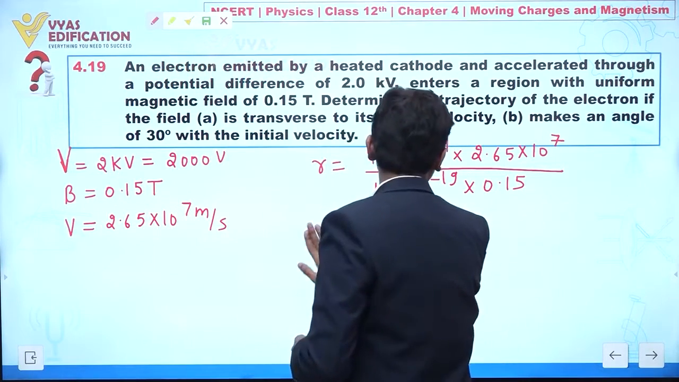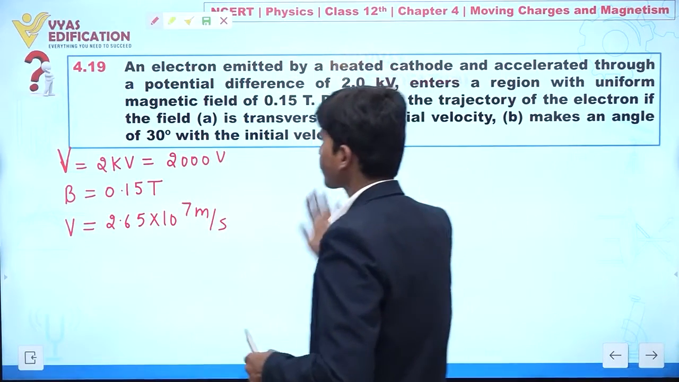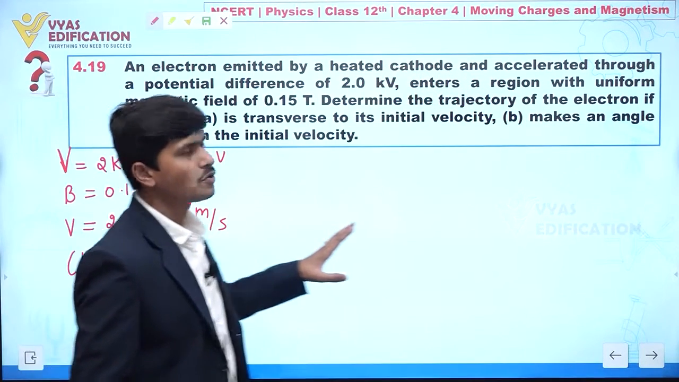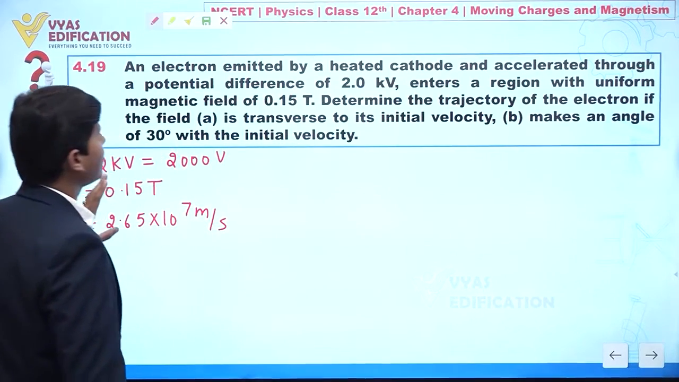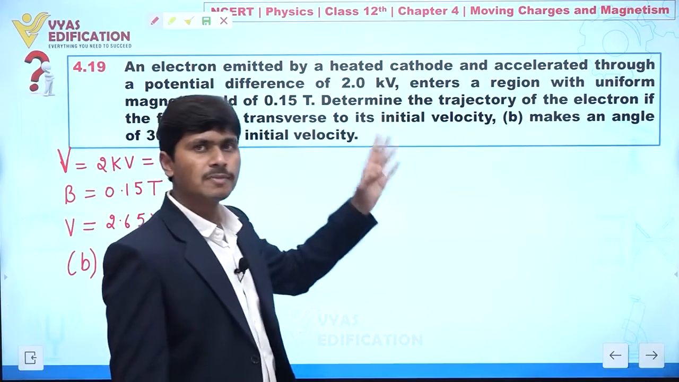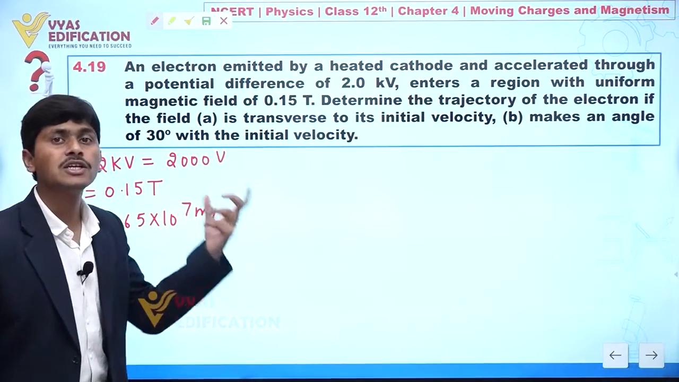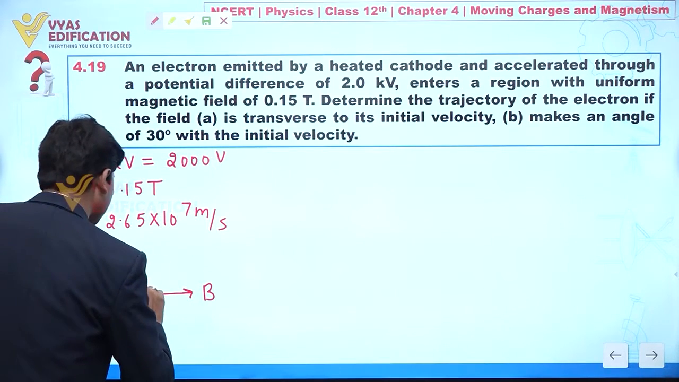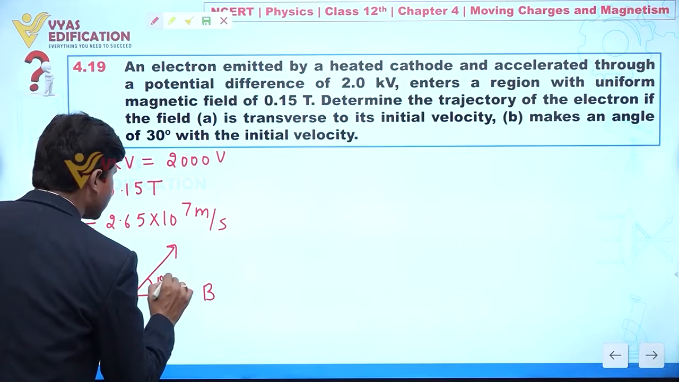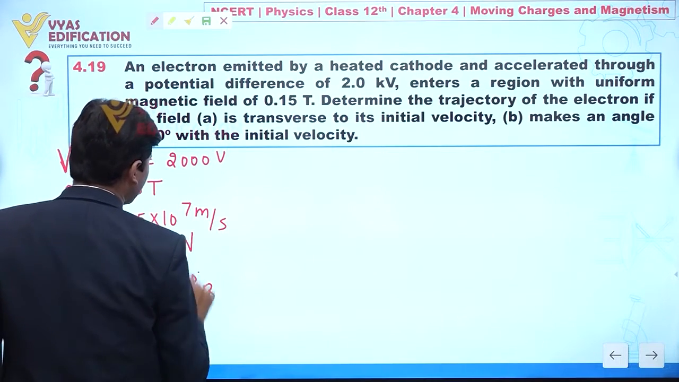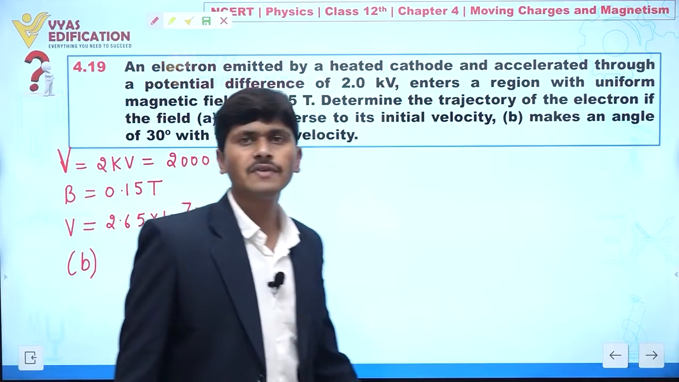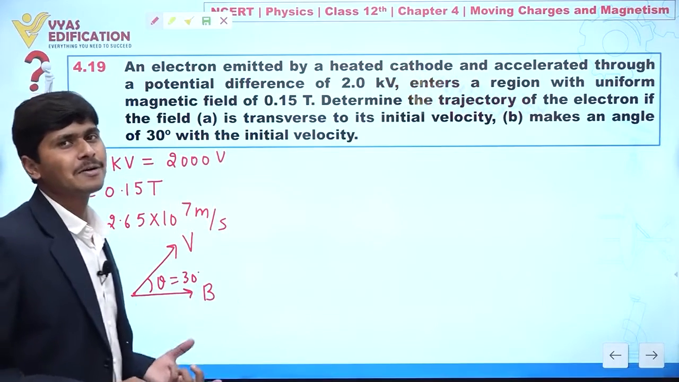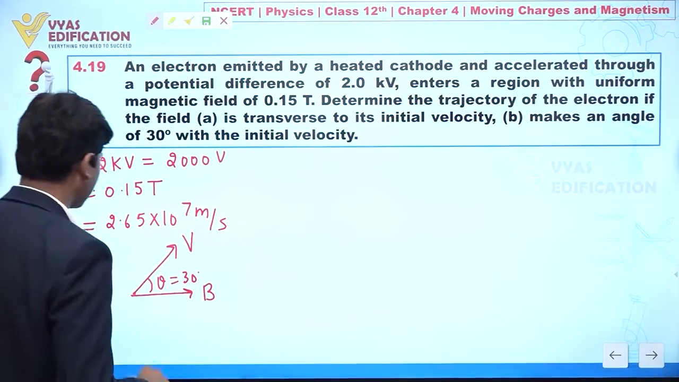Now what about part B? In part B, it is given that the magnetic field is making an angle of 30 degrees with the initial velocity vector. Let's suppose we have the magnetic field in this direction, with an angle of 30 degrees, and here we have the velocity vector. So we can take two components of velocity: one component that is parallel to the magnetic field and another component that is perpendicular to the magnetic field.